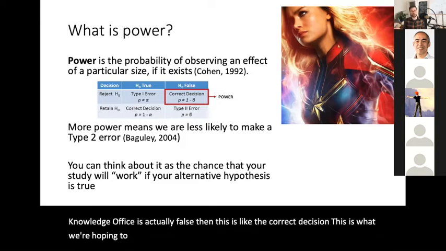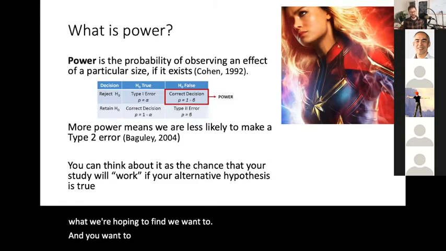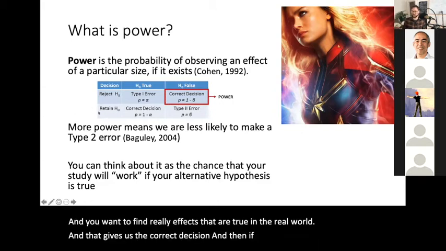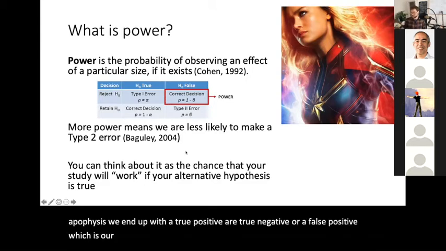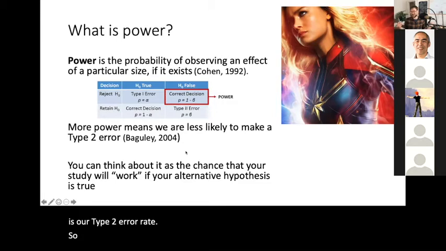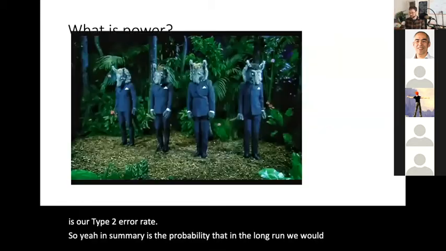We only want to find effects that are true in the real world, and that gives us the correct decision. And then if we retain the null hypothesis, we end up with a true positive, a true negative, or a false positive, which is our type 2 error rate. So in summary, it's the probability that in the long run we would observe an effect if it's there.